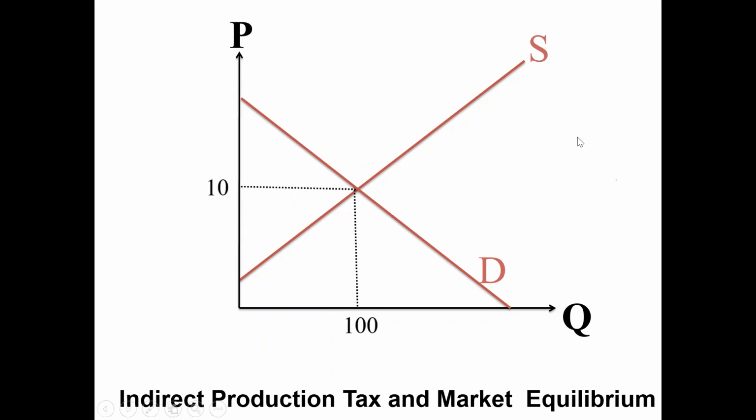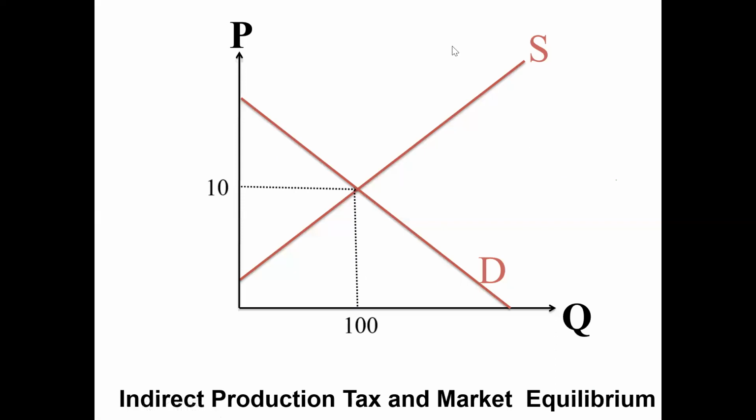Right, okay. Look at this diagram again. Now this is the market equilibrium before the tax. Assume price is 10 and the quantity is 100.